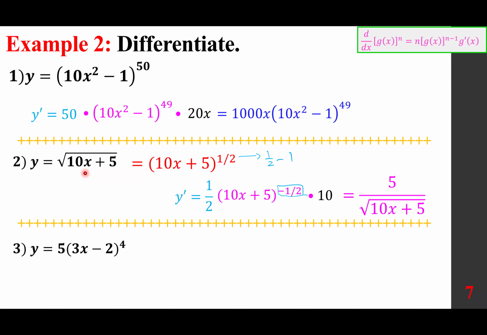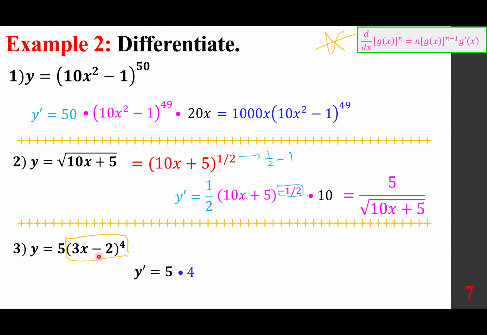1. What happens here? First, you have a multiplier 5, a coefficient 5. You just don't do anything. You keep that. So what happens next? You just work on this part using the extended power rule. So to work on this one, you need n, or 4.